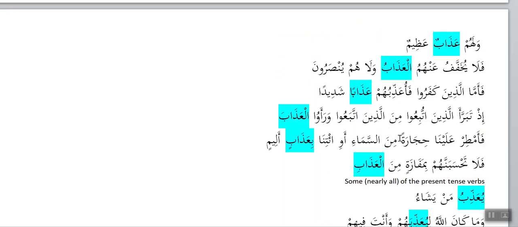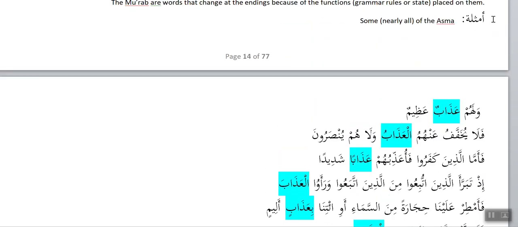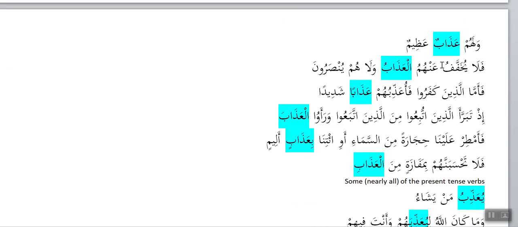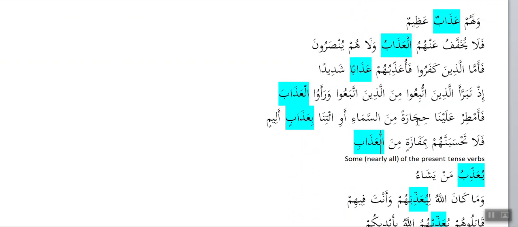The gist of this is that there are words that change at the ending. The vowels change at the ending. This example is athab, and we give you 6 forms of that change. Athabun, al-athabu, athaban, al-athaba, bi'athabin, al-athabi. What's the reason? It has to do with the grammar rule.